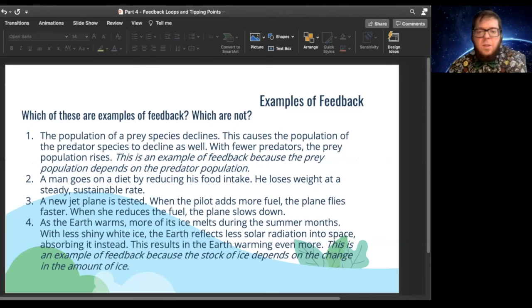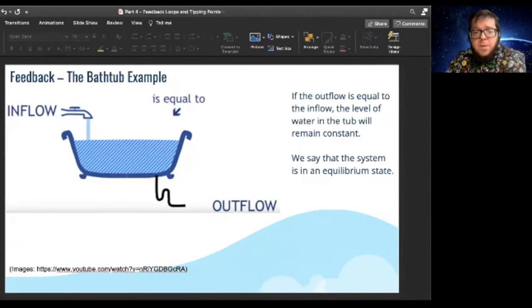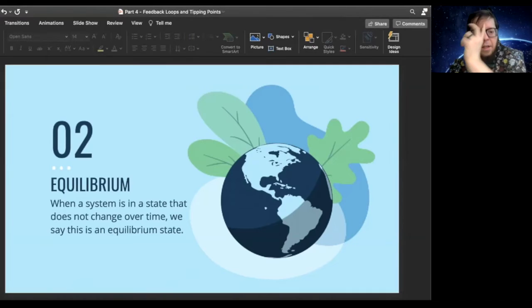So 2 of these were examples of feedback and 2 of them were not. But we were talking about equilibrium, right? An equilibrium state is a state that doesn't change over time. So we're led to our second key concept, equilibrium. When a system is in a state that does not change over time, we say that this is an equilibrium state. It's worth noting that there can be a sort of dynamic equilibrium, right? There's many kinds of equilibrium. Dynamic equilibrium is the idea that the system is sort of in a steady cycle, right? Things are going back and forth or round and round in the same way every time.